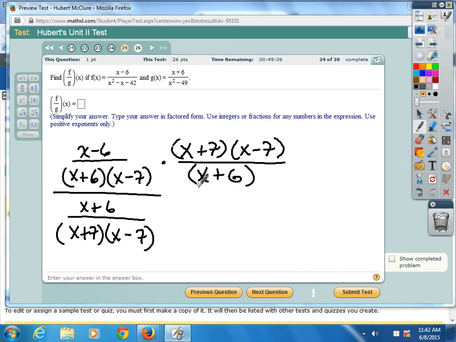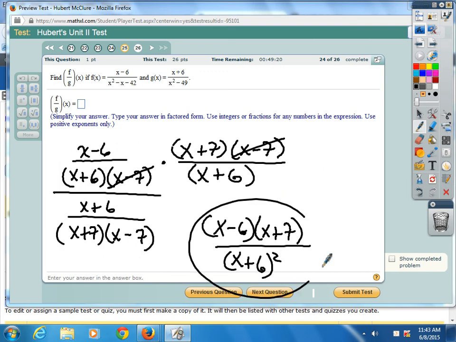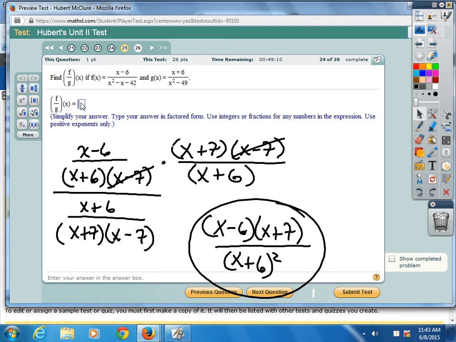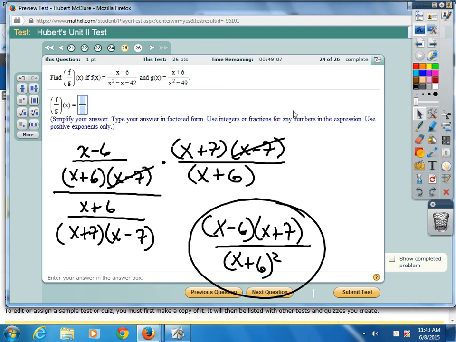Boom, boom. Just hoping more will cancel out. No. The x minus 7's cancel. You're left with x minus 6 times x plus 7 over x plus 6 squared. That was pretty easy. Did I do that? x minus 6 times x plus 7.